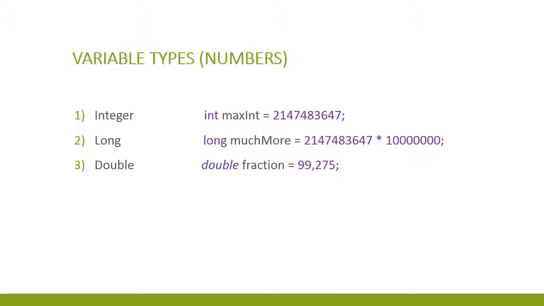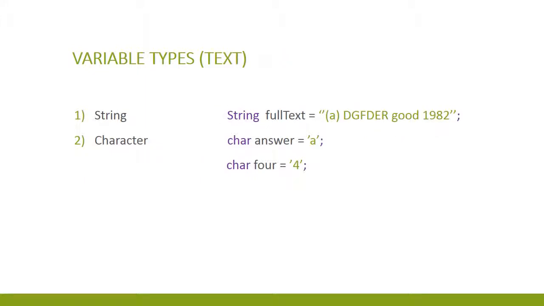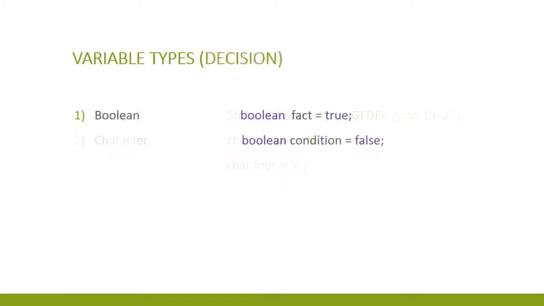Variable types. Numbers: first, integer or long or double. Variable type text: the string characters. Variable type decision: boolean, true or false.